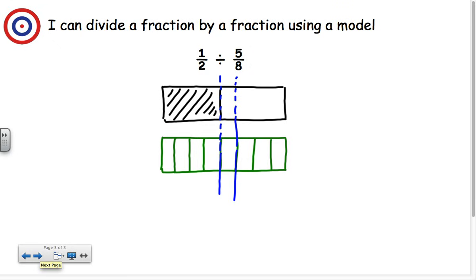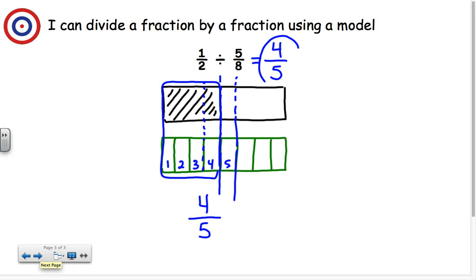So let's see. How many pieces does it take to make 5/8? Well, here would be 1 piece, 2, 3, 4, 5. I would need 5 pieces here out of the 8 to make a group of 5/8. But as you can see, all I have is 4. I only have 4 pieces here so far, and I want that extra one. So really what I have is 4 out of 5 pieces available out of the 5/8. So 1/2 divided by 5/8 is actually 4/5.